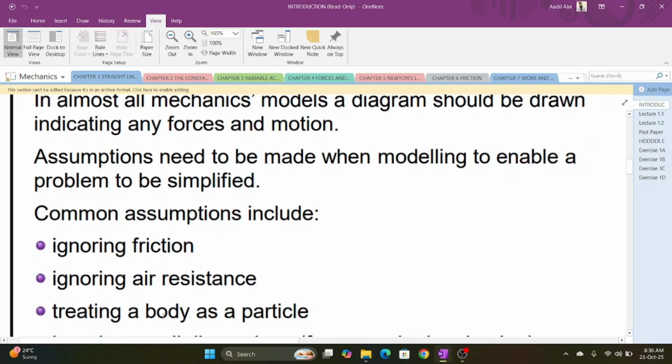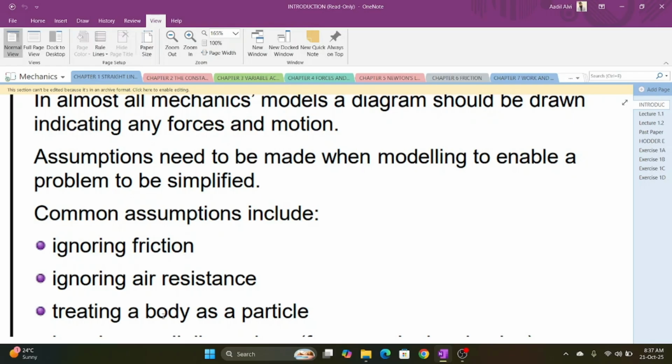Then treating a body as a particle. In all our calculations, mostly, we will be treating our object as a single point, a particle. Why? Because obviously every object has its own dimensions, right? A car, for example, has its own length, its own width, its own height, its own mass. So that will make our calculations a bit more complex. Why? Because then we will have to take into account all of these factors.